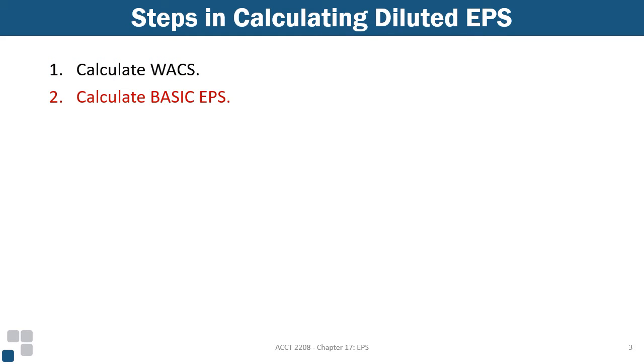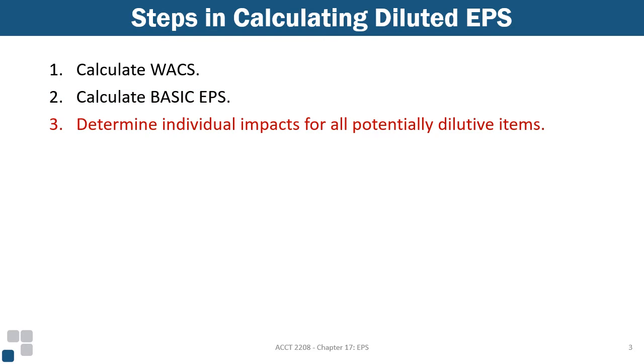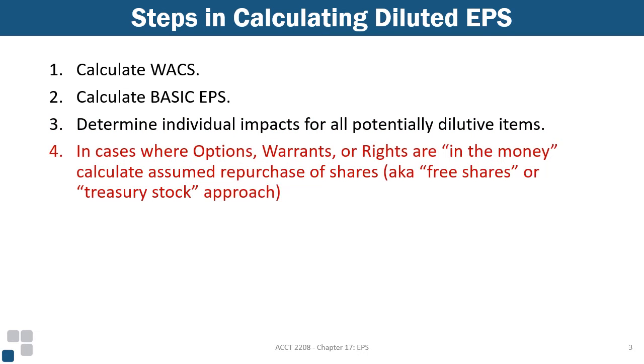Then you would calculate basic EPS, and I'll show you how to do that. And once you have determined basic EPS, then you must go through and determine the individual impacts for all potentially dilutive items. So that would include convertible preferred shares, convertible bonds, and stock options, warrants, or rights. In cases where options, warrants, or rights are in the money, we'll talk about in the money, you calculate the assumed repurchase of shares, also known as free shares or the treasury stock approach.